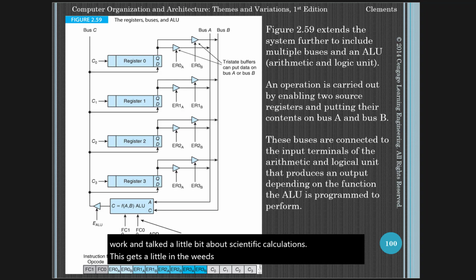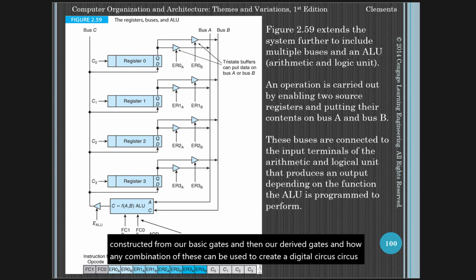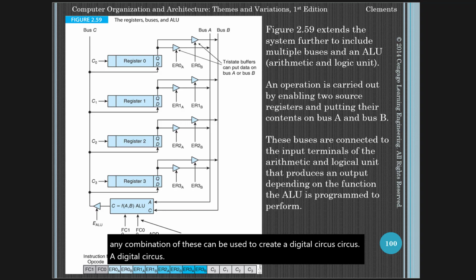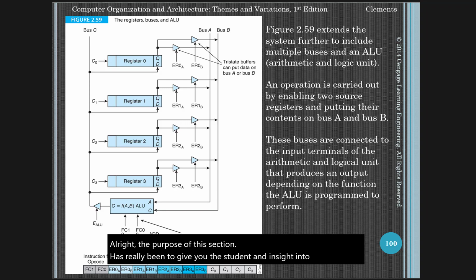This gets a little in the weeds of the math that we wanted to cover. So we didn't cover all of those sections, but we got to where we could demonstrate our digital circuits constructed from our basic gates and then our derived gates, and how any combination of these can be used to create a digital circuit. Right? The purpose of this section has really been to give you, the student, an insight into the underlying logic of computers.